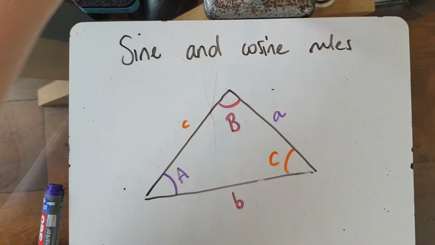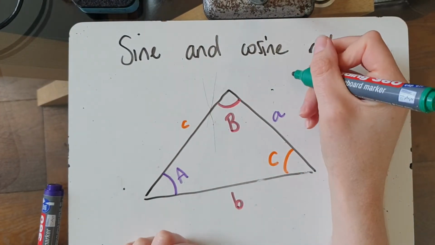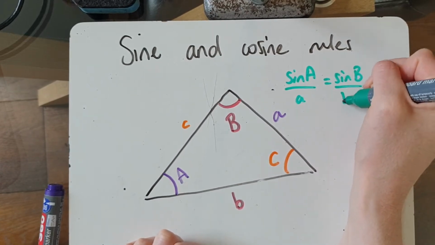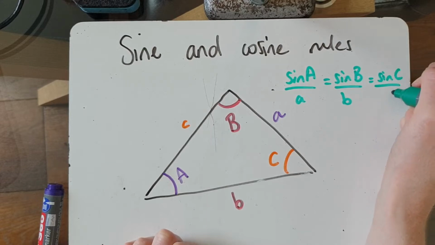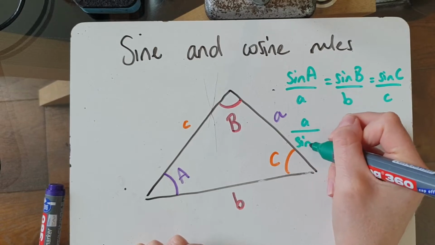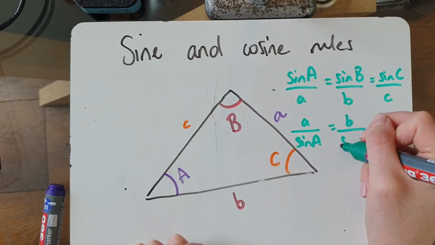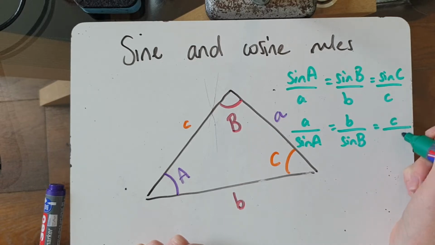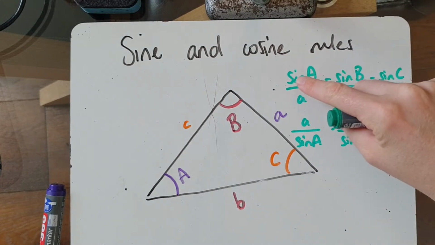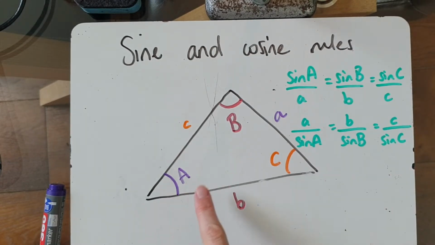There are two versions of the sine rule. We can have sine A over a equals sine B over b equals sine C over c. Or we can flip all of those fractions and have a over sine A equals b over sine B equals c over sine C. We only take sine of the angles. So sine is of capital A, which is the angle. It is not of little a, which is the side length. So that is the sine rule. You should commit that to memory.